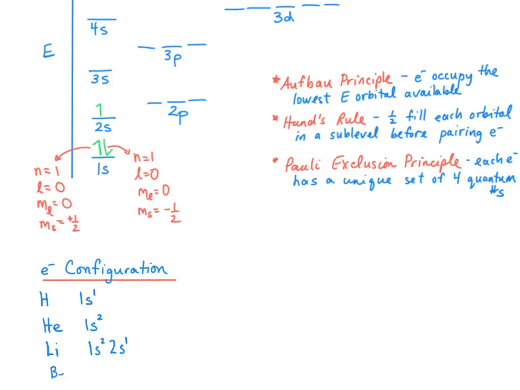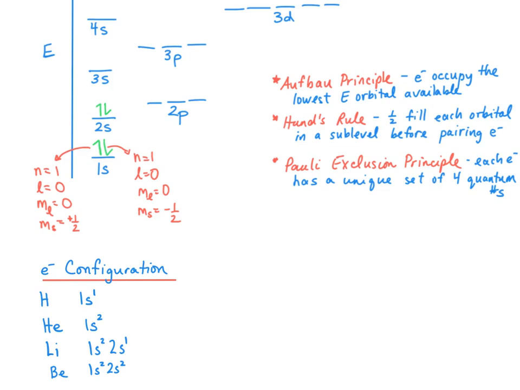So you go ahead and do beryllium. So place the 4th electron. Where does it go? Follow Aufbau into the lowest energy orbital available. There we go. And now we can indicate the electron configuration of beryllium. 1s2, 2s2.